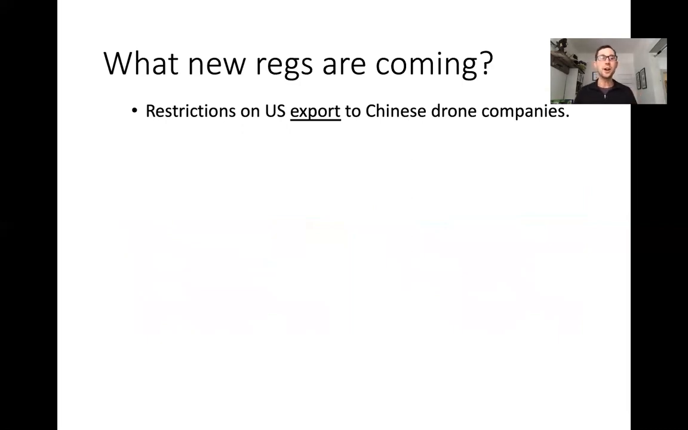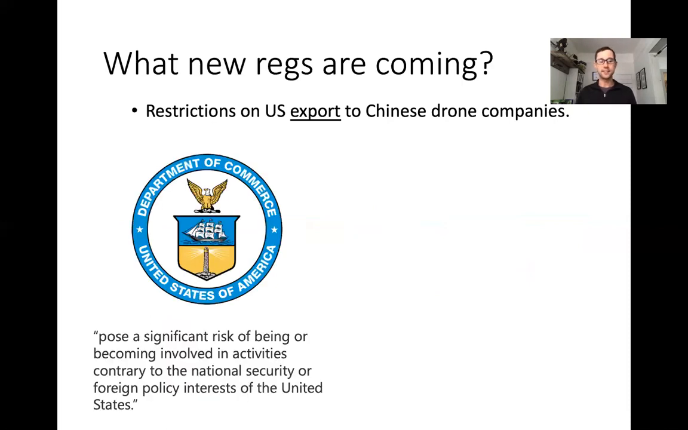The other thing on the regulation side of things is that there are new restrictions on US export to Chinese drone companies. The Commerce Department recently put out a statement saying that these companies pose a significant risk of being or becoming involved in activities contrary to the national security or foreign policy interests of the United States. Essentially, we're getting caught up in geopolitical conflict between the USA and China. And as a result, the federal government is really cracking down on Chinese drone companies. The company that has the most to lose in this battle is DJI, which owns about 75% of the commercial drone market in the United States.